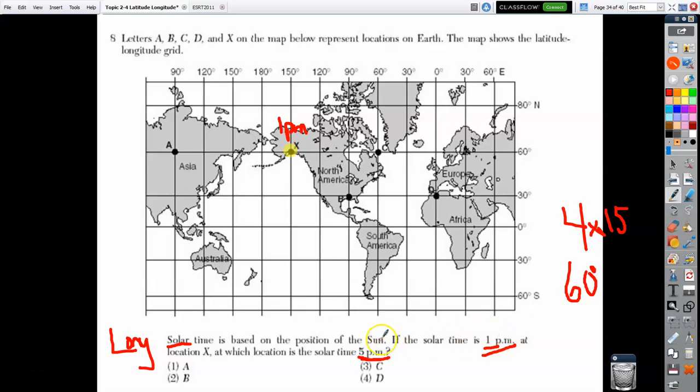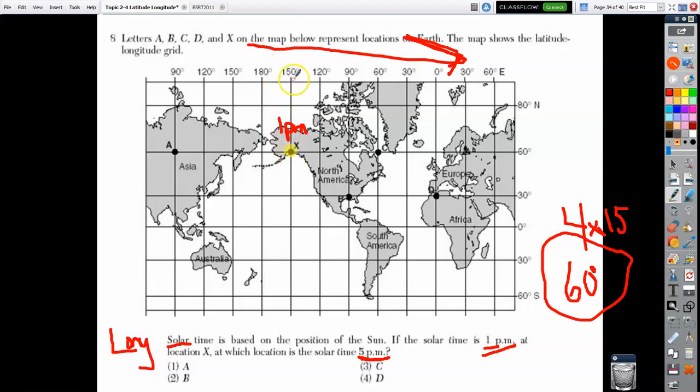Then I look at which way I'm going. If it's 1 o'clock at X, they want to know where it's 5 p.m. Well, 5 p.m. compared to 1 p.m. is later in the day. Later in the day means you're going to the east. You're going this way, to the right. So you want to go later from X. You want to go east. I want to go how many degrees? Well, I figured that out. 60. So now I look at the longitude number for X.